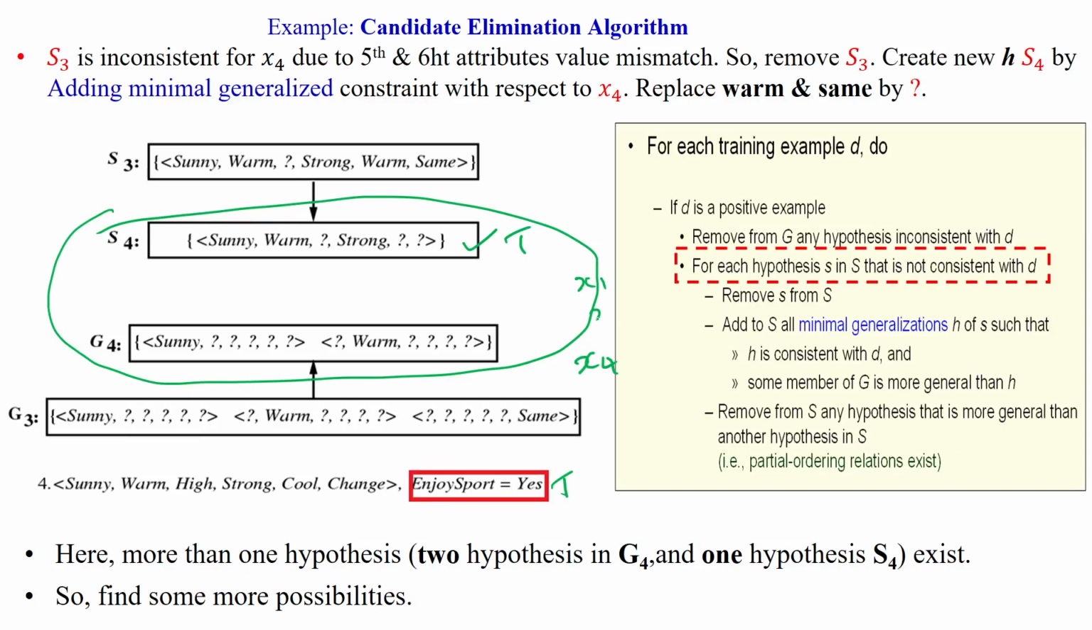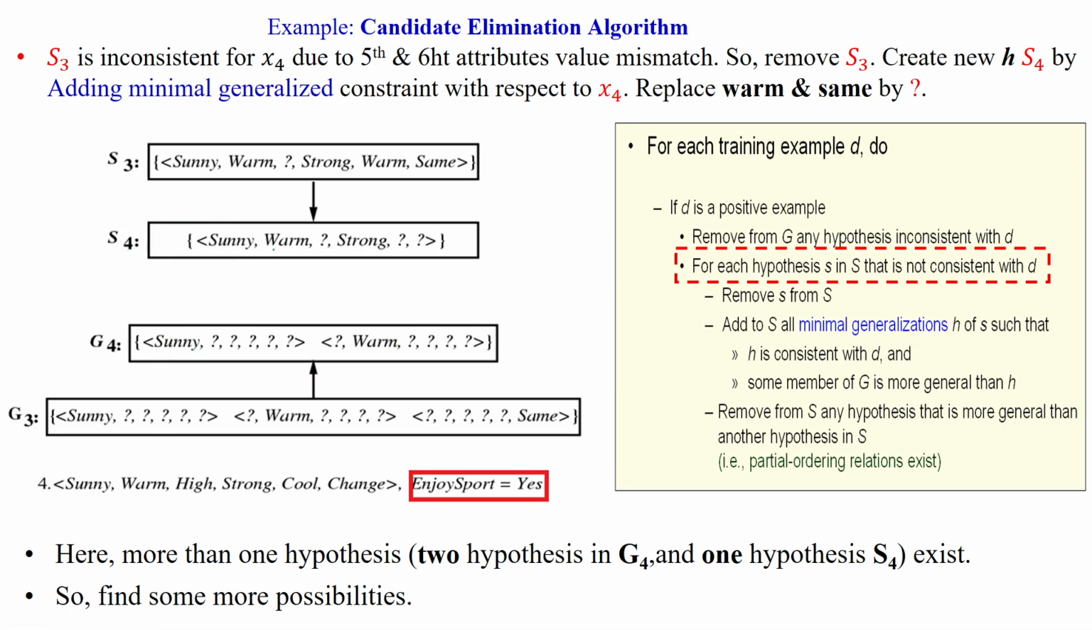Now we finally got three hypotheses with respect to sample number x4. From x1, x2, x3, we got four hypotheses. All hypotheses will satisfy all four examples. Right now, since we have hypotheses in the different boundaries, look at the S4 boundary and the G4 boundary. Here one hypothesis, here two hypotheses, so we have to get different possible combinations by comparing these two boundary hypotheses.